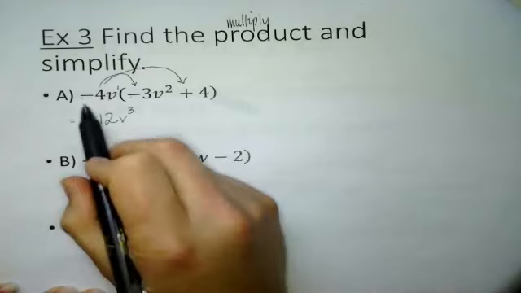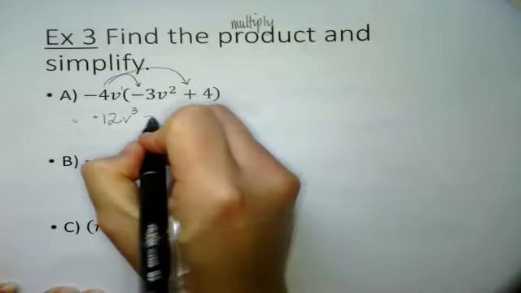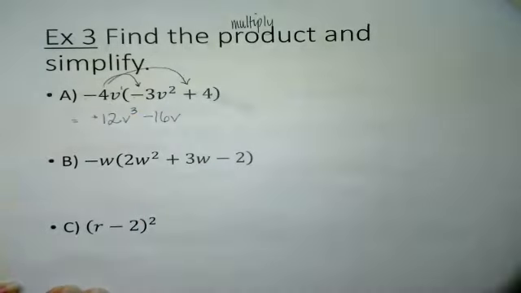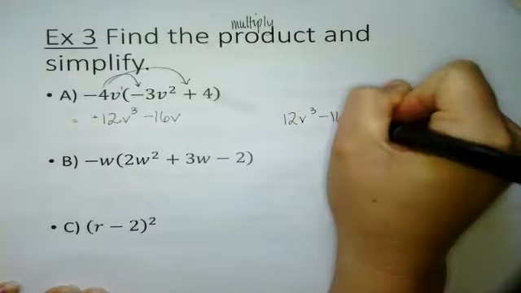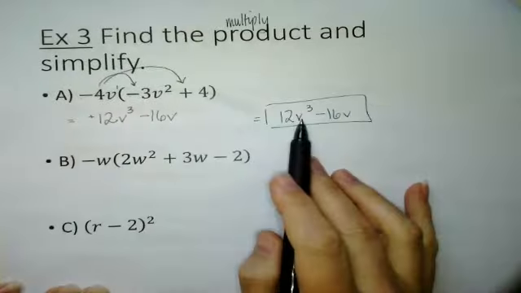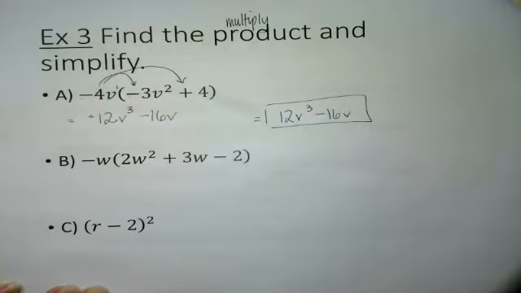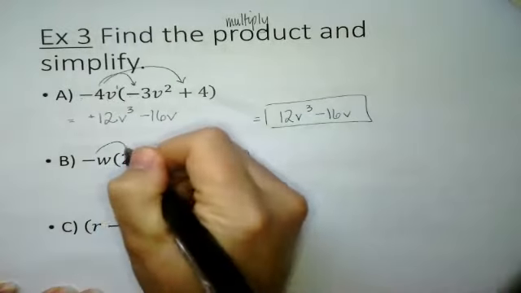And then we're going to distribute negative 4v times 4. Negative times positive is negative. 4 times 4 is 16v. So positive 12v cubed minus 16v is what we would type into IXL. And again, I cannot combine those because they're not like terms. This one is v cubed. This is v to the first. They don't combine. All right, again, I'm going to distribute.